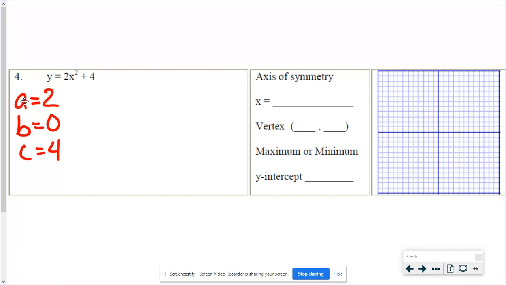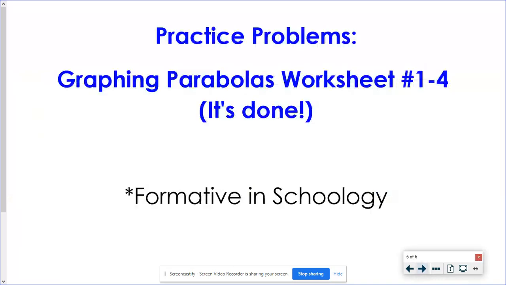So I want you to finish up the rest of this one. This does say it's done. It's not really done. You have to finish up 1 through 4. So we've done 1, 2, and 3. Finish number 4. Try that one out.